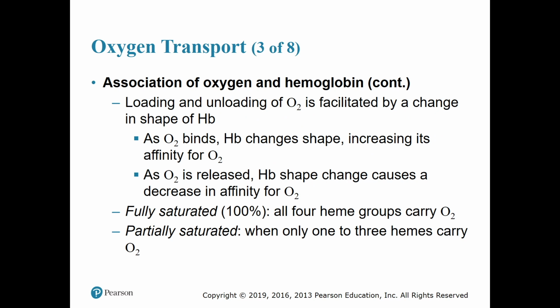Loading and unloading of oxygen is facilitated by a change in shape of hemoglobin. Remember, hemoglobin is a protein. As oxygen binds, the hemoglobin molecule changes shape, increasing its affinity for oxygen. As oxygen is released, hemoglobin shape is again going to change, causing a decrease in the affinity for oxygen. When it's fully saturated, at 100%, that means all 4 heme groups carry oxygen. Partially saturated means that between 1 to 3 hemes carry oxygen.